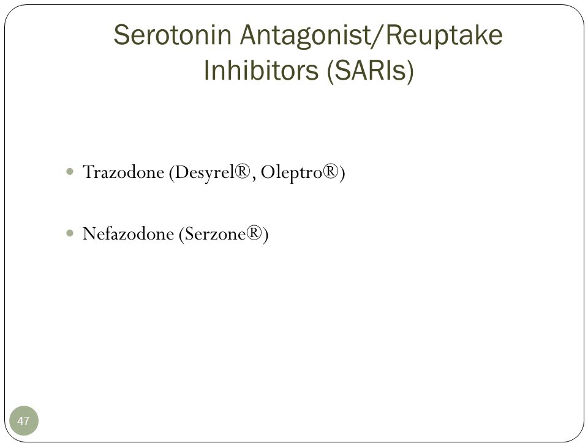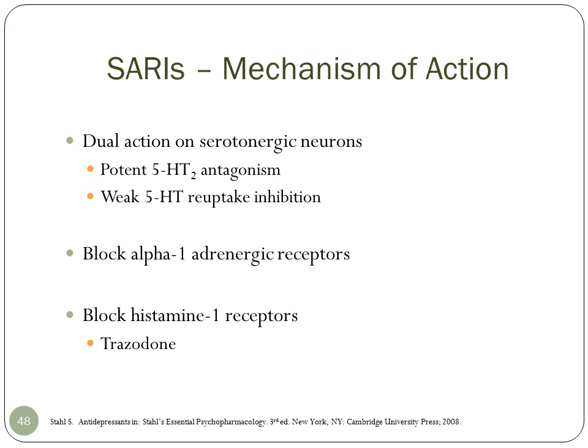We're now going to briefly talk about some miscellaneous agents. Trazodone and nefazodone are categorized as serotonin antagonist reuptake inhibitors. I have it abbreviated there as SARIs, but no one actually refers to them by that abbreviation. These agents have a dual action on serotonergic neurons. They have potent serotonin 2 antagonism, which should avoid side effects like sexual dysfunction, and then weak serotonin reuptake inhibition.